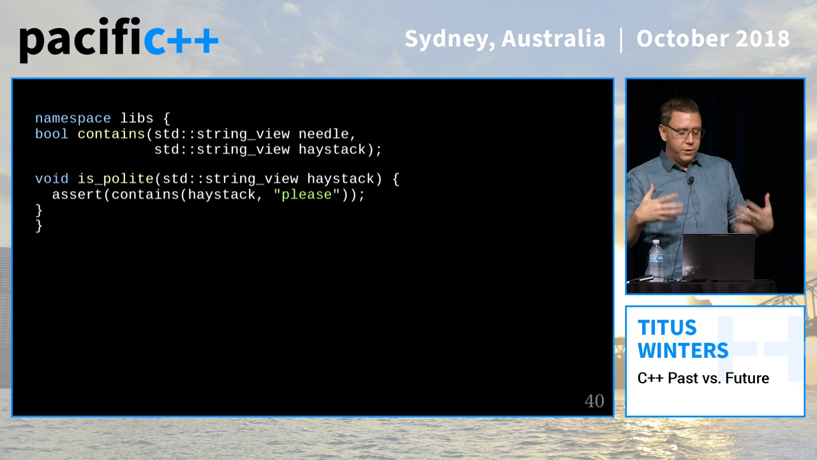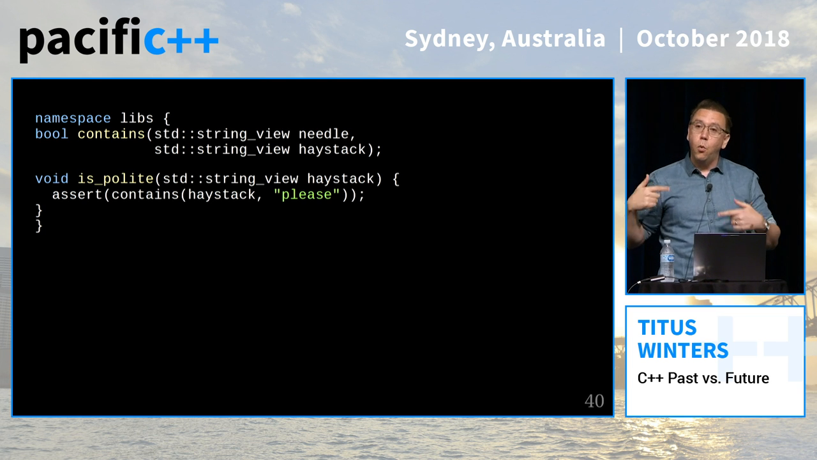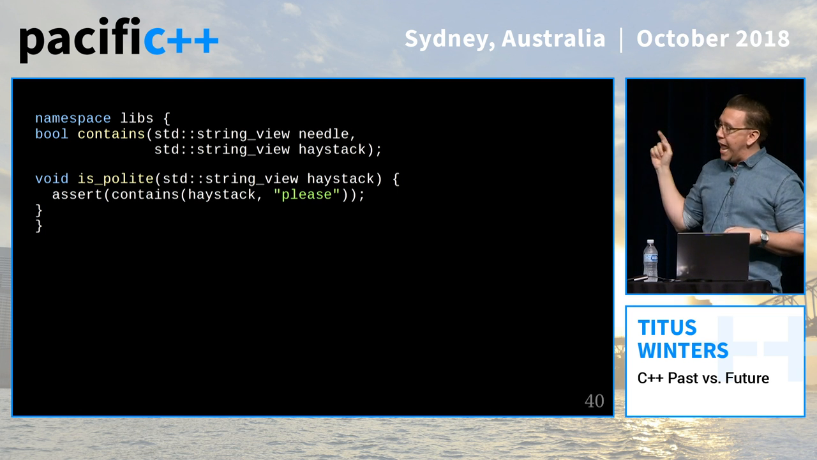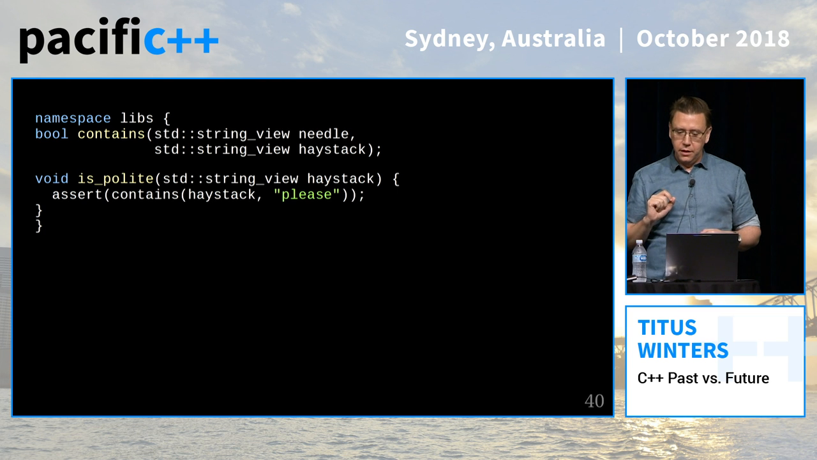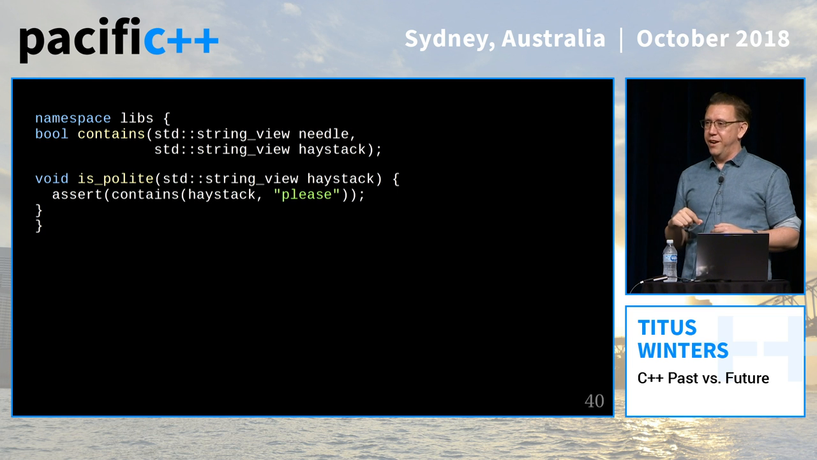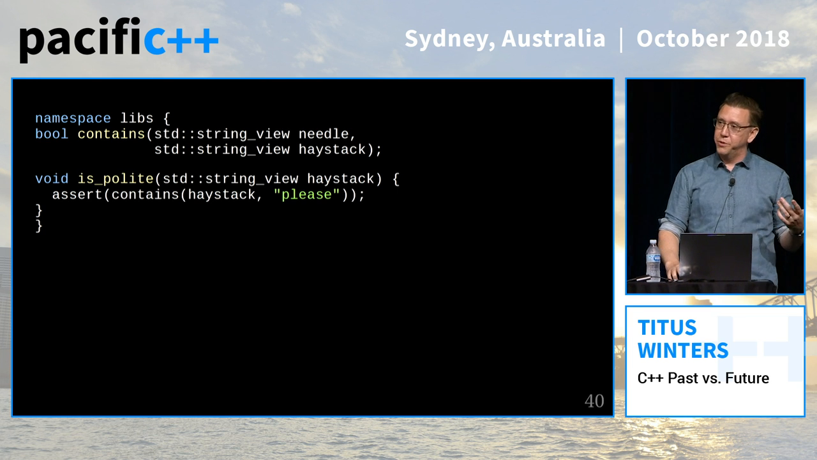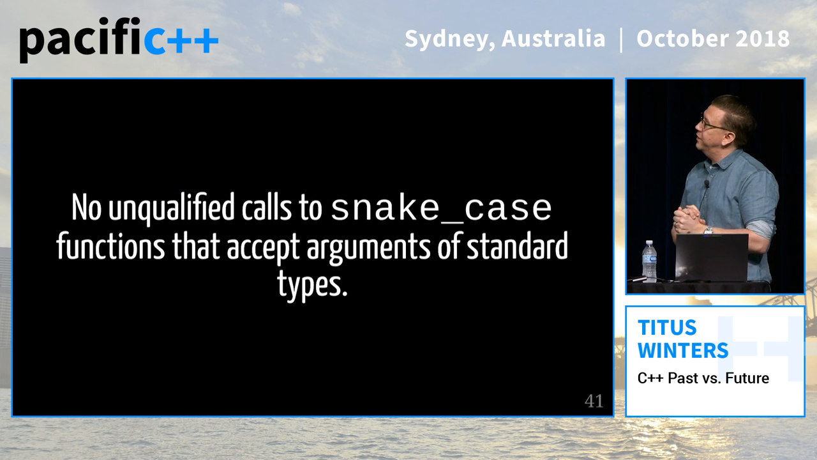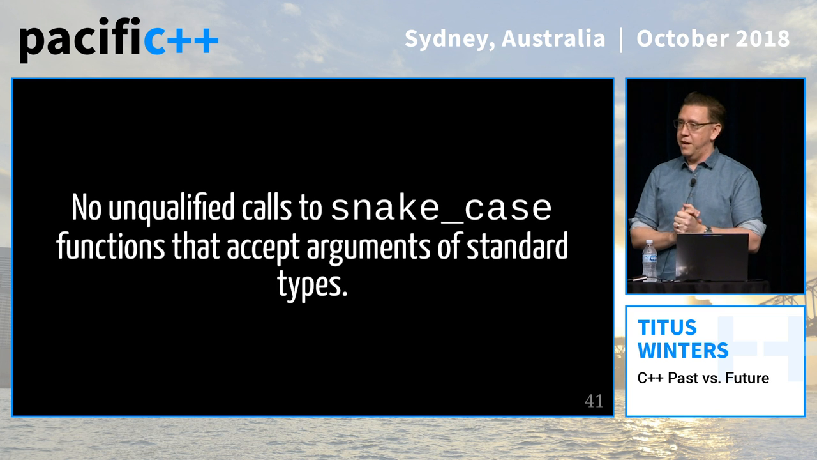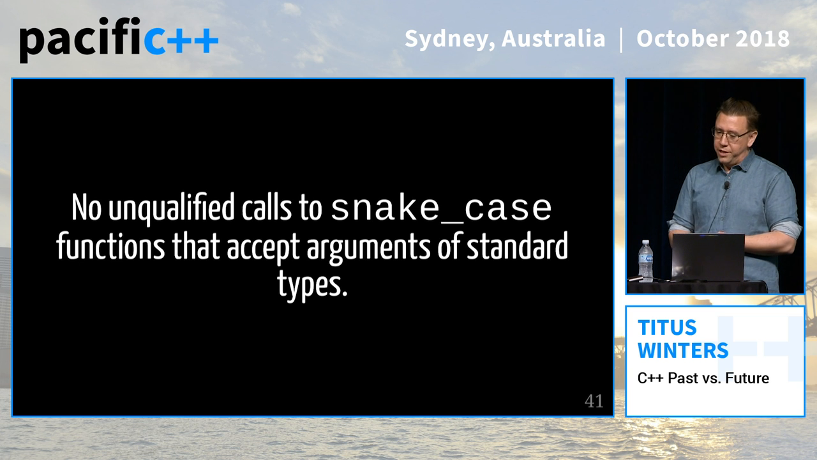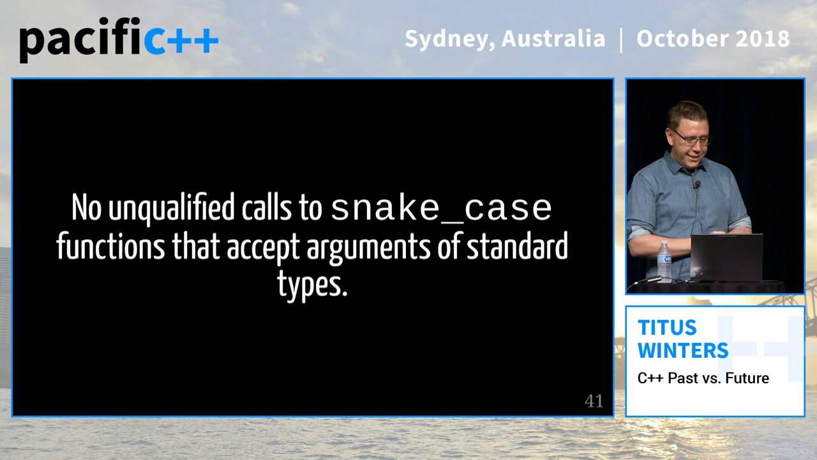Right? If you want to be well protected from ADL issues, when you are upgrading from one version of a library to another, you had better not have any unqualified function calls that accept arguments convertible to the library that is being upgraded, right? I described this rule in my SD8 talk as no unqualified calls to snake case functions that accept arguments of standard types, which is frankly not the type of rule that people will generally understand or obey, right? This is buck wild, right?